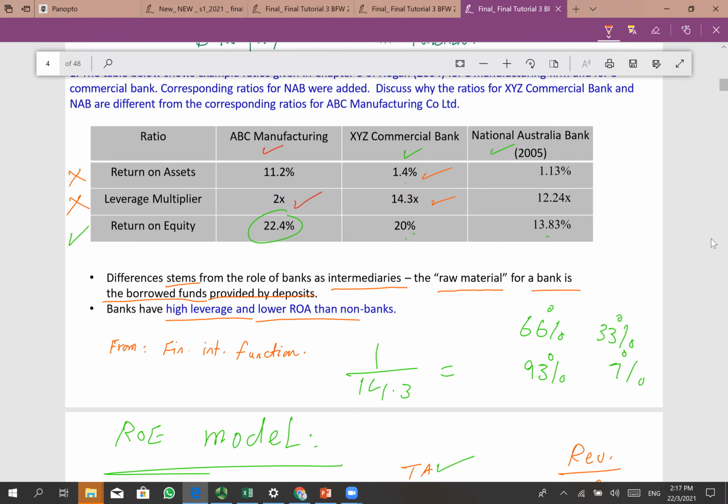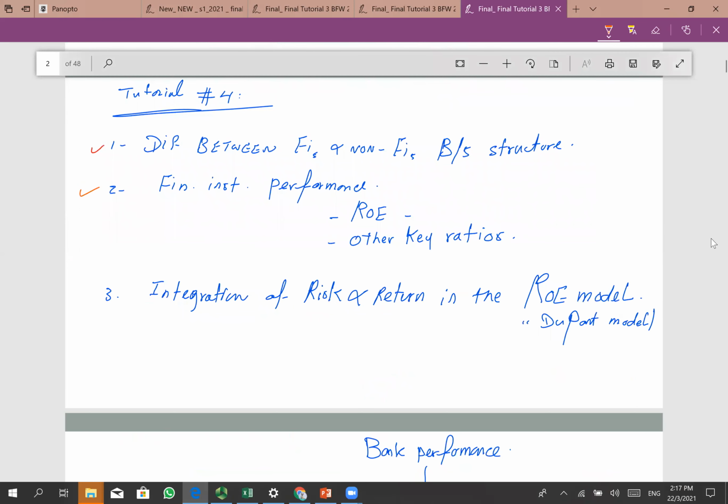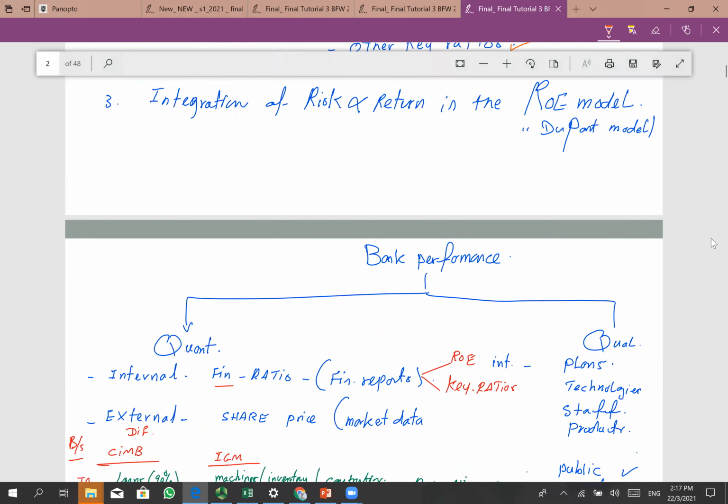Thank you very much. So I will just move now to the next step in this tutorial, which is financial institution performance. I will talk about the other key ratios. And actually, I will take you to this problem.